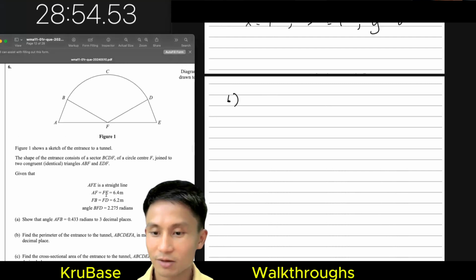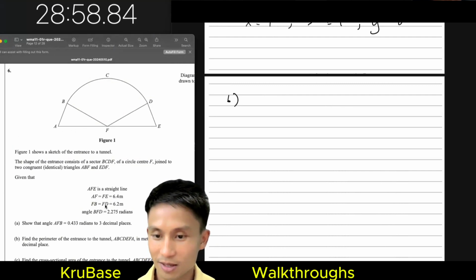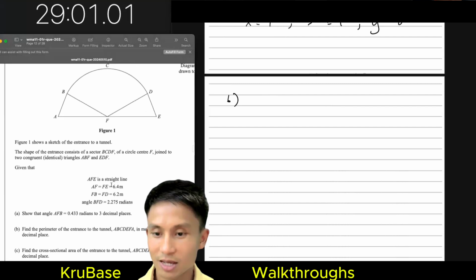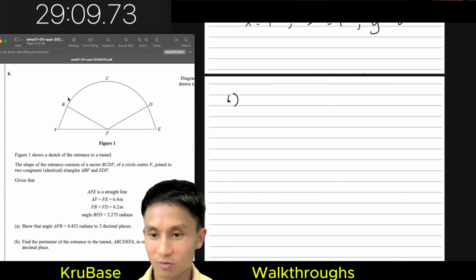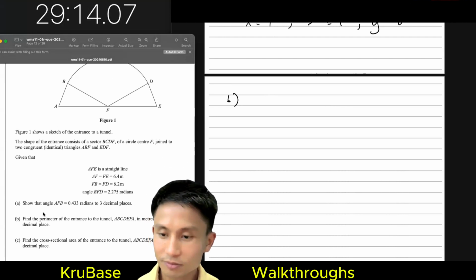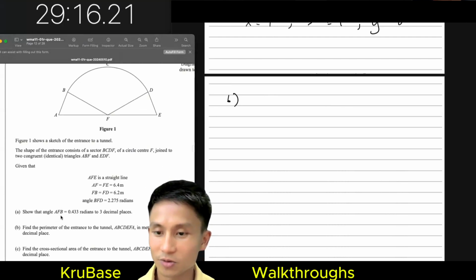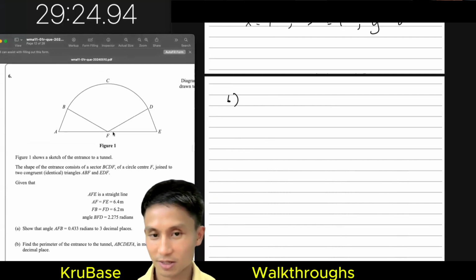All right. Given that AEF is a straight line, and so on, AF equals FE, and FB equals FD, so these are radii. Angle BFD is just that. Okay. Show that the angle AFB is 0.433 radians to 3 decimal places.